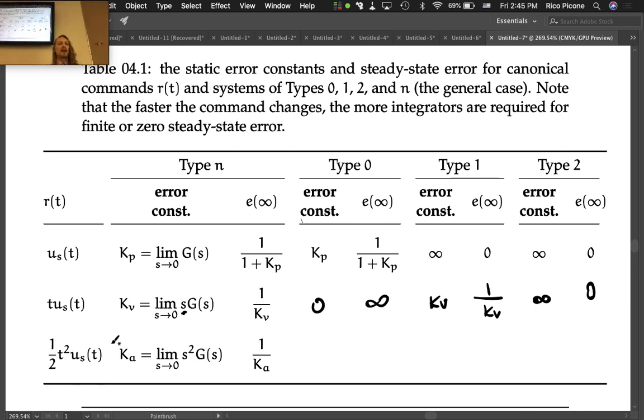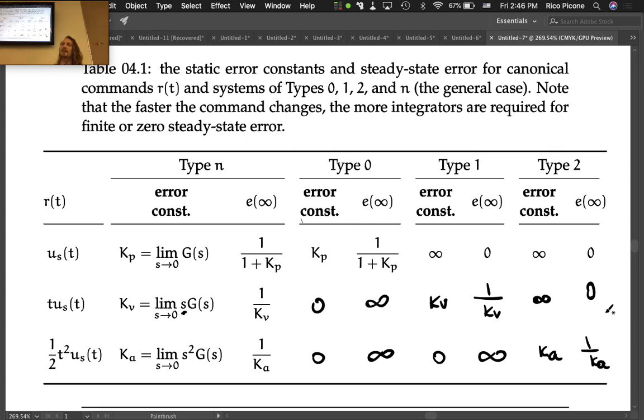Now, if you go up to the parabola, once again, we've got a 0 error constant and infinite steady state error, because you've got no integrators and you've got 2 s squares you needed to cancel and you didn't cancel them. So you got hosed there. Same with type 1, 0 and infinite. And then finally, once you go to 2 integrators, you cancel both of these s's. So Ka and 1 over Ka, exactly. So that's our full table.